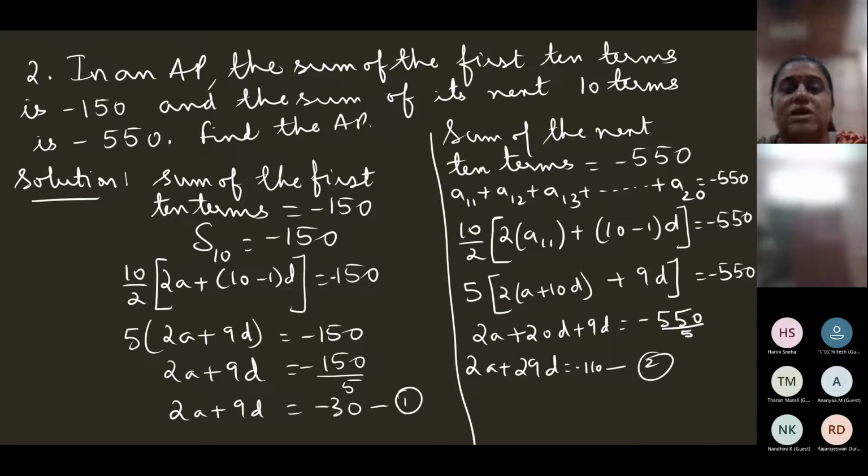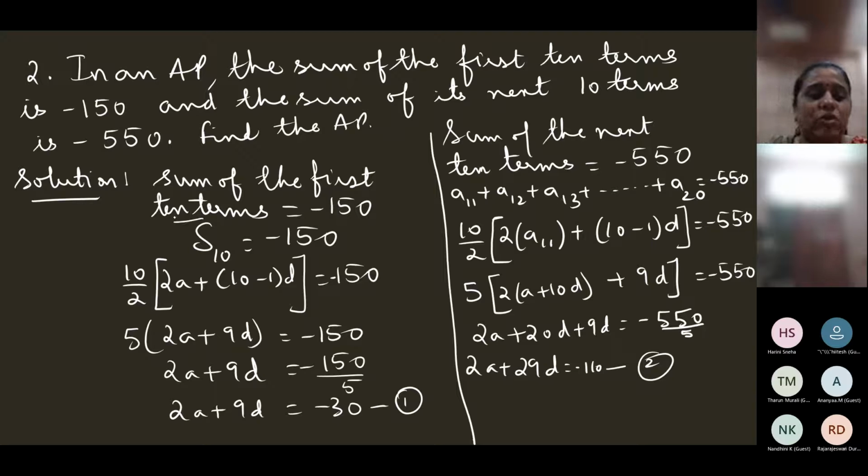The next information: the sum of its next 10 terms is minus 550. Sum of the next 10 terms is minus 550. Next 10 terms, not from the beginning. So you cannot use the formula straight away. You can use the formula, but see how it is to be used here. The sum of the next 10 terms meaning, see here, I've written A11 plus A12 plus A13.